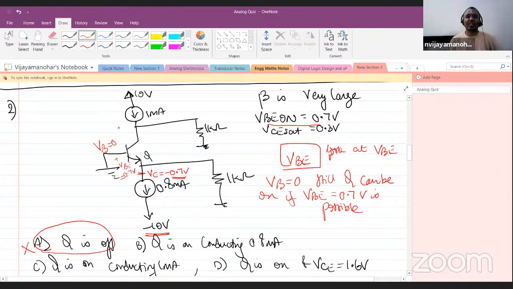Now with this, let us solve what happens. Now let us see what happens. If this is minus 0.7 volt, this is 0 volt, the delta V here is 0.7 volt. Now let me call this E, let me call this C. Let me call this RE because it's connected to the emitter, and let me call this RC.